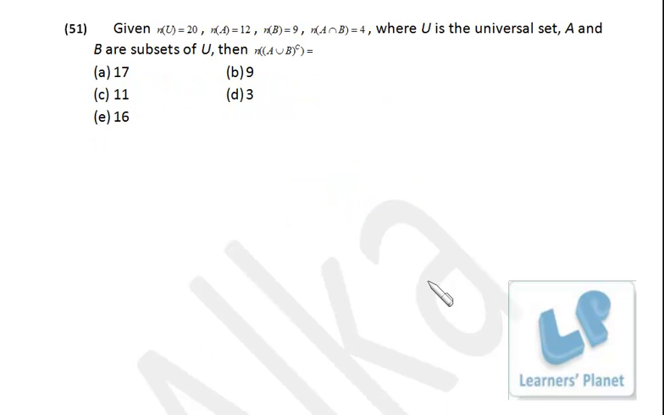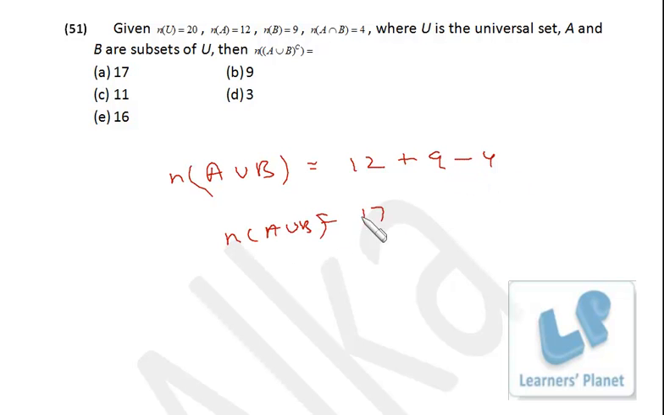Now NU is 20, NA is 12, NB is 9, and A intersection B is this, and A and B are subsets of U, then find A union B whole complement. First of all we find the number of elements in A union B. So that is NA plus NB minus N of A intersection B. So 12 plus 9 minus 4. So 12 plus 9 is 21, minus 4 is 17. That is the number of elements in A union B, right?